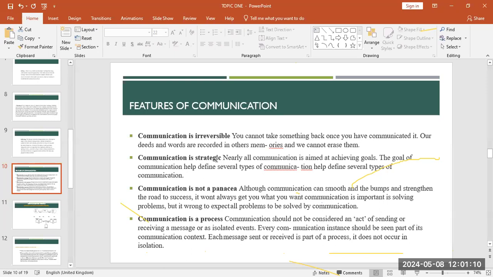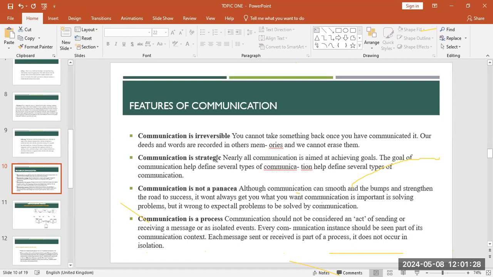There are times when you are communicating with someone and then another person advises you, wacha kuongea na yeye, wewe mnyamazie. Even silence is communication. So communication is not a solution to everything.